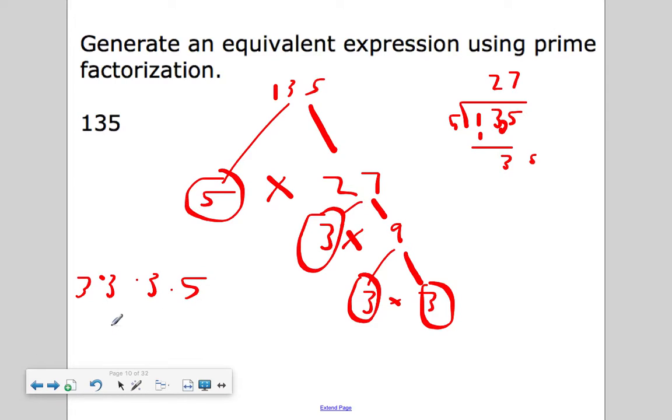Can I write it using exponents? Because I like repeated multiplication, it could be written shorthand using exponents. 3 is the base, 3 cubed times 5.